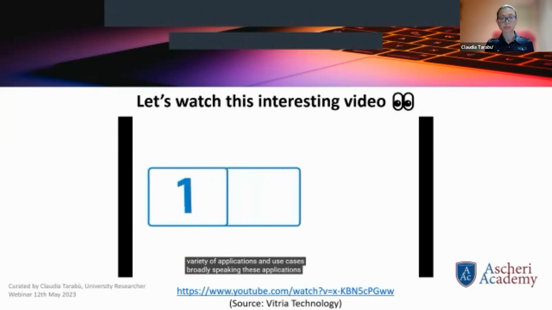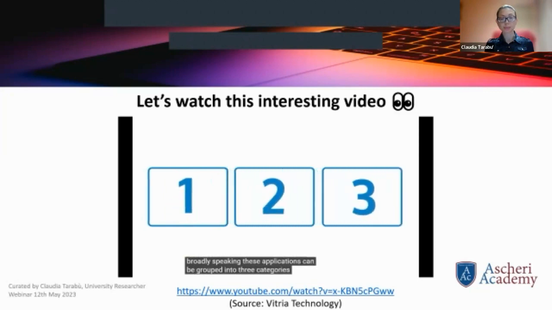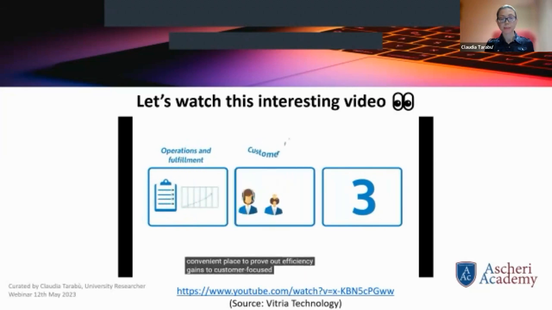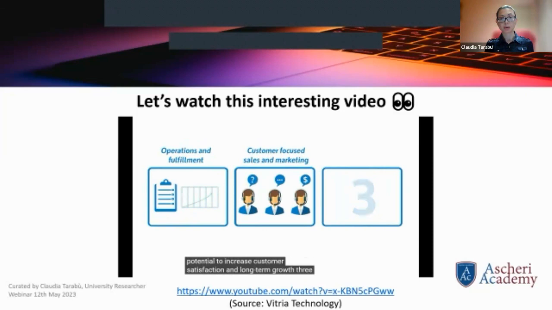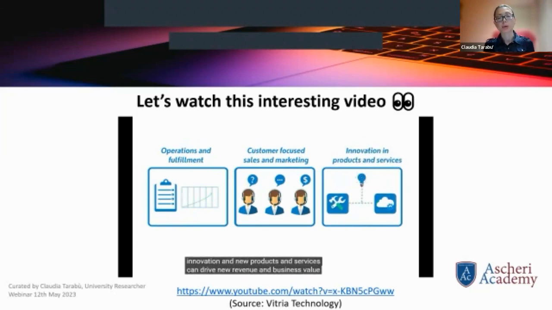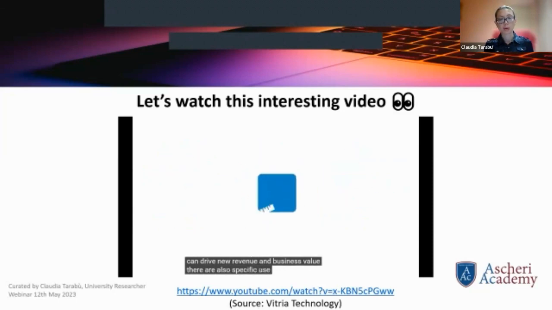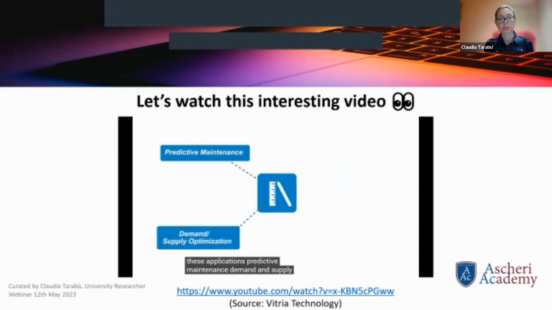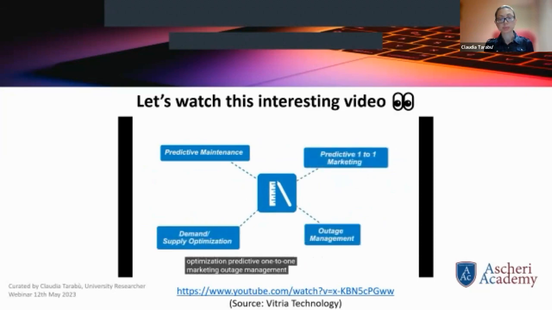Broadly speaking, these applications can be grouped into 3 categories. 1. Operations and fulfillment are a convenient place to prove out efficiency gains. 2. Customer-focused sales and marketing applications have the potential to increase customer satisfaction and long-term growth. 3. Innovation in new products and services can drive new revenue and business value. There are also specific use cases within these applications. Predictive maintenance, demand and supply optimization, predictive one-to-one marketing, outage management.